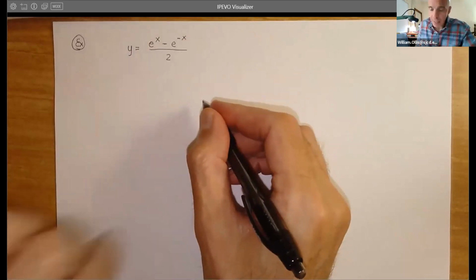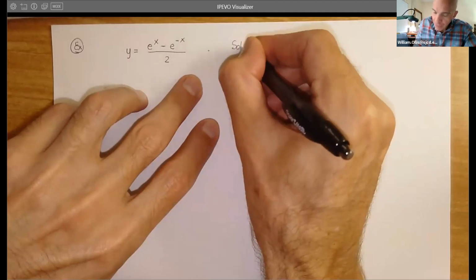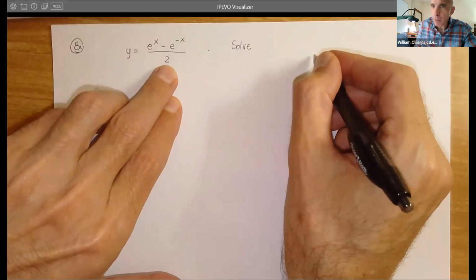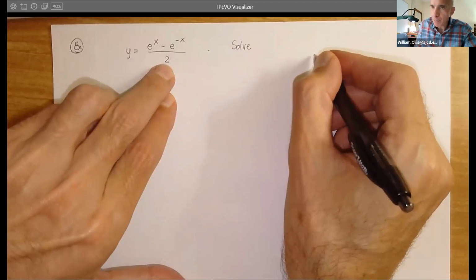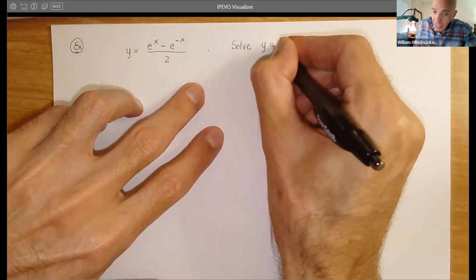Now, when we look at this, here's what I want you to do. I want you to solve. I thought I'd make up a nice question here. This is actually the hyperbolic sine. This formula is the hyperbolic sine. And I want you to solve y equals e.